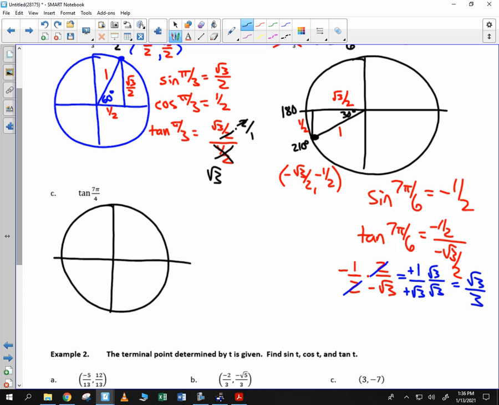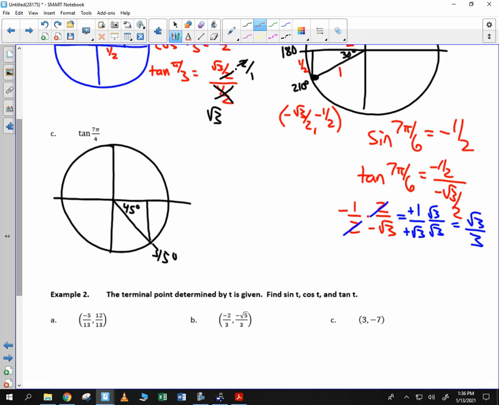7 of those places me right over here at 315 degrees. 45-degree angle. Let's find the terminal point so we can determine the tangent. The terminal point, we know that the radius is 1.